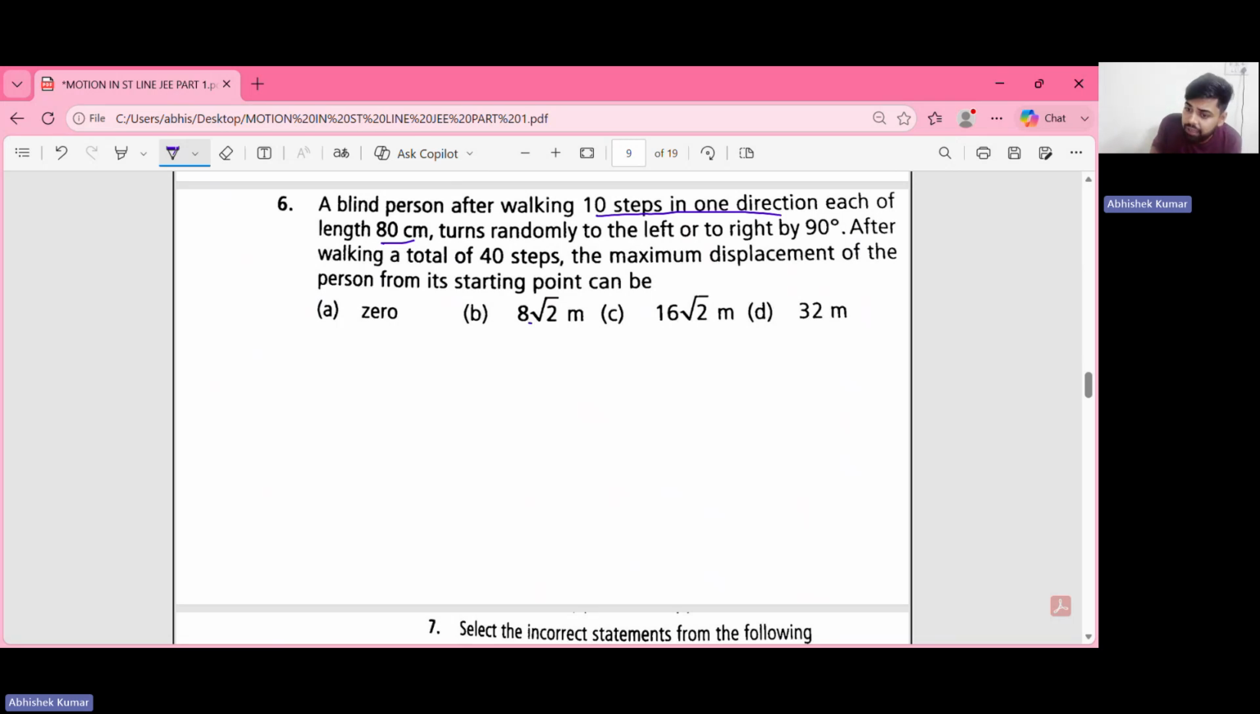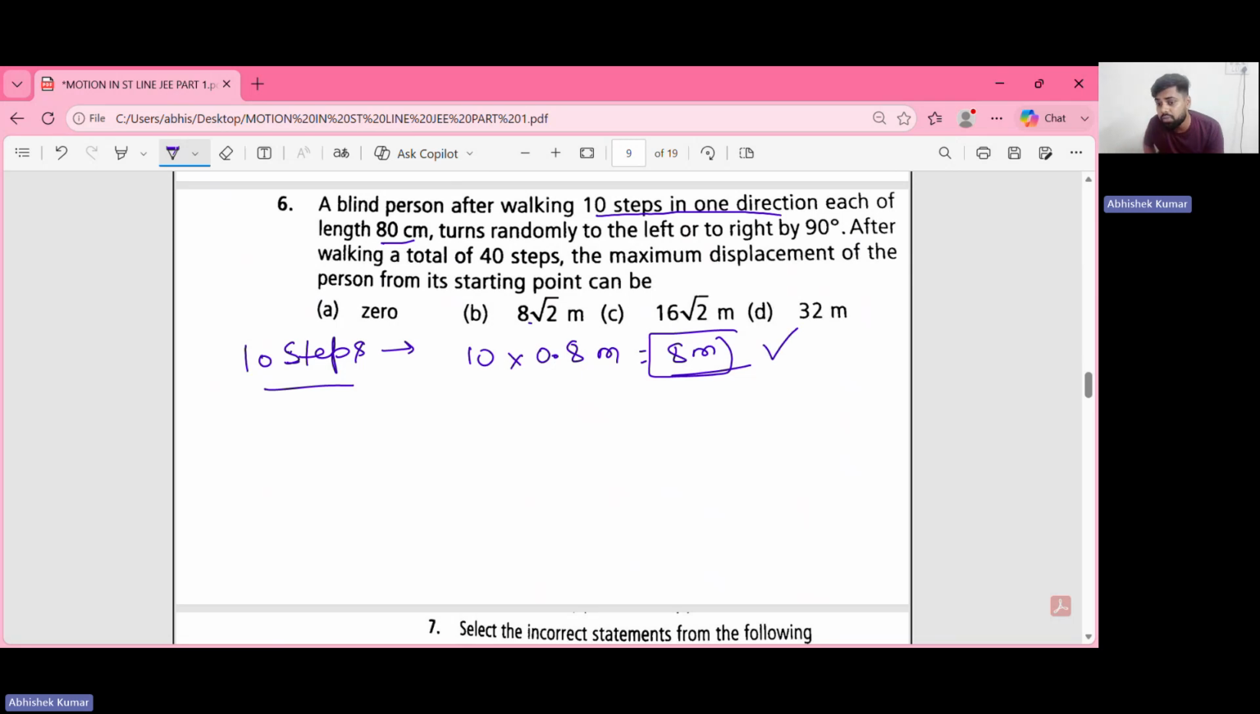But the total steps we have taken is 40 steps. So in 10 steps, how much distance does he travel? Tell me. In 10 steps, how much distance does he travel? So 10 into 80 centimeter. 80 centimeter in meter, how much will come? 0.8 meter. Correct? So it will become 8 meter. It means in 10 steps he is traveling 8 meter.